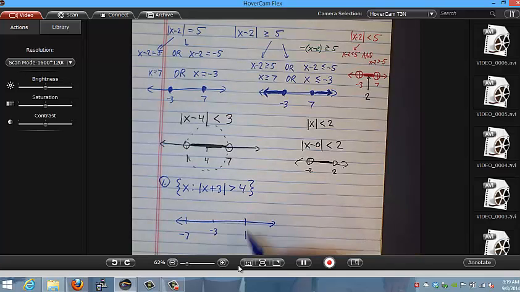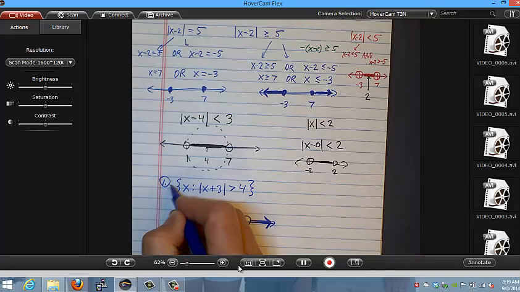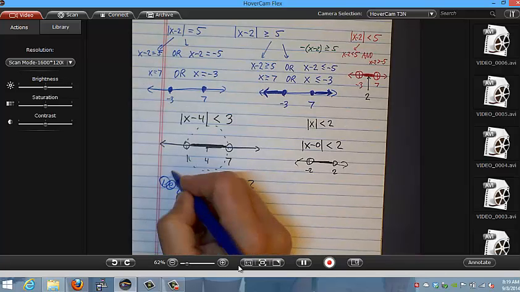And I claim that if we put anything to the right of positive 1, we'll be in good shape, right? Like if I put in 2, 2 plus 3 is bigger than 4. But also if I go to the left of negative 7, does that work? You guys with me? And so that's what the set looks like. Oh, and so the question was, can you graph this without picking up your pencil? And of course the answer is no, you can't. But this was 1E from the Chapter 1 review.